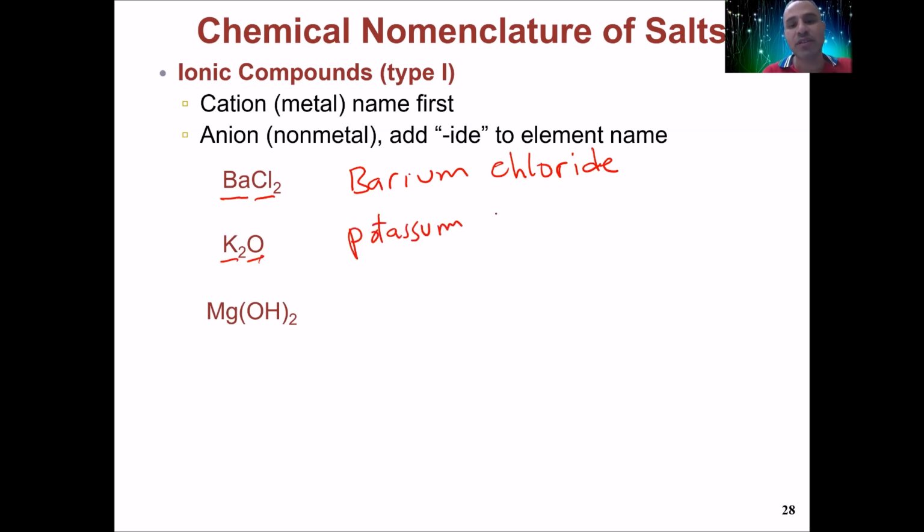The second example, the name of the cation, K, is potassium, and the name of the anion, oxygen, is oxide. Third example is magnesium, and this anion is called hydroxide.